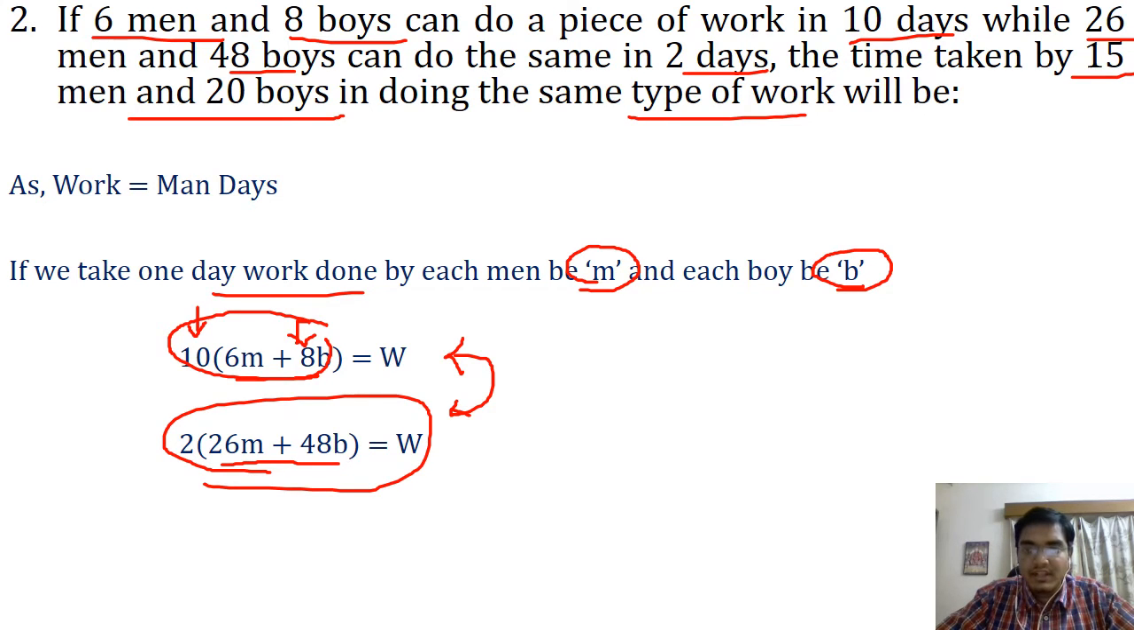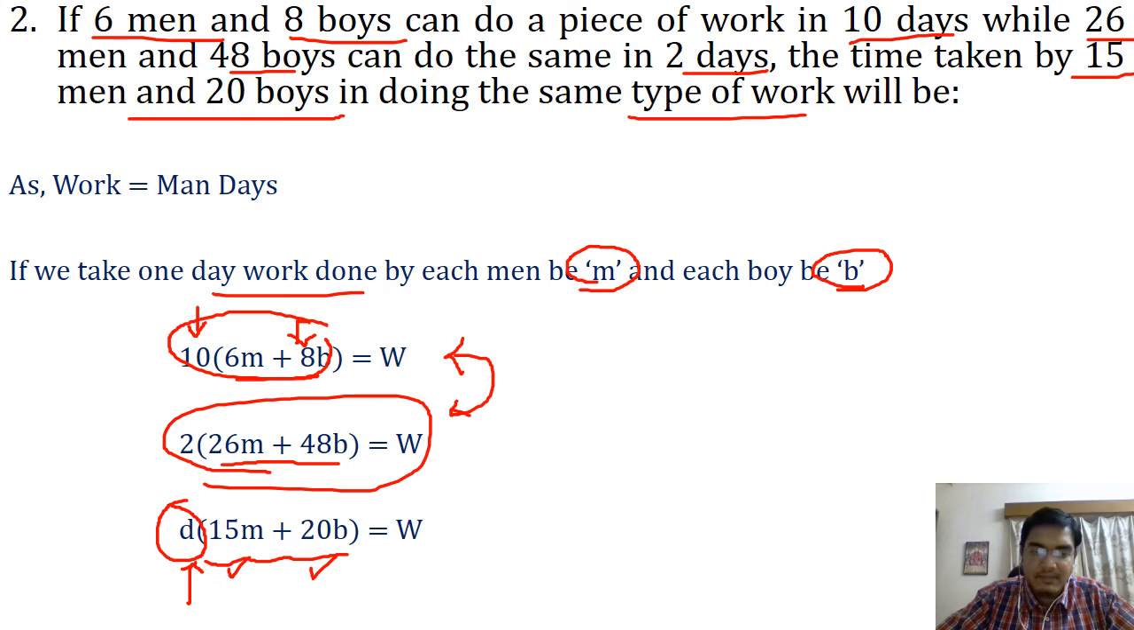And the third equation that we can form is 15M plus 20B multiplied by something would be equal to our work. 15M plus 20B is the amount of work that they will be doing in 1 day. And then we multiply it by the number of days. Let's say in D days they can complete the work. So 15M plus 20B into D gives us W. Now to solve this question, we won't be solving it using W.